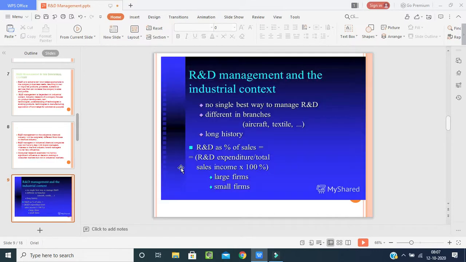Now, R&D management in an industrial context has no single best way to manage R&D. This is very important. It differs across branches. As I was saying, the food industry and the chemical industry have different branches or different departments.